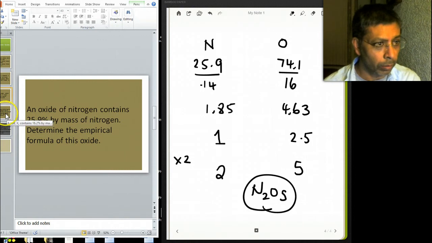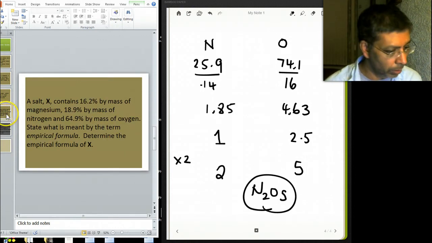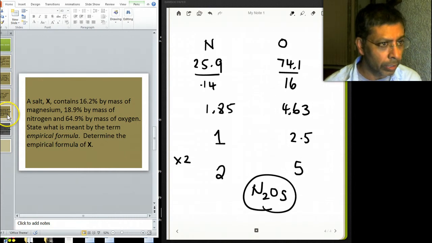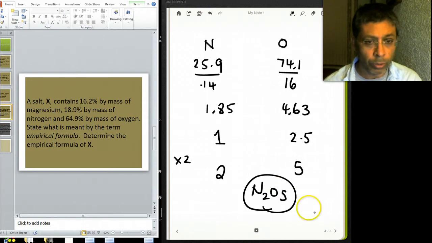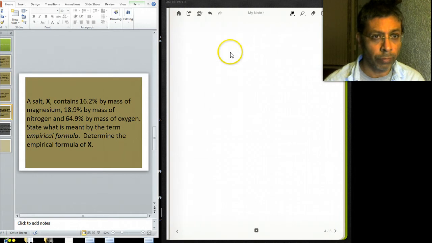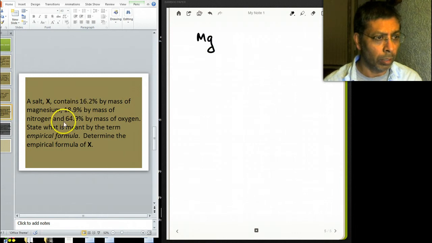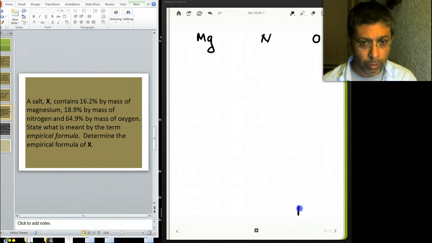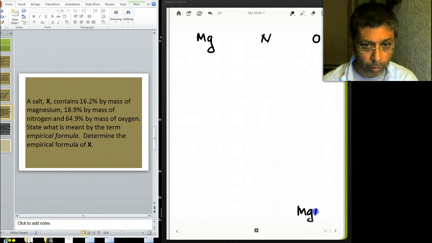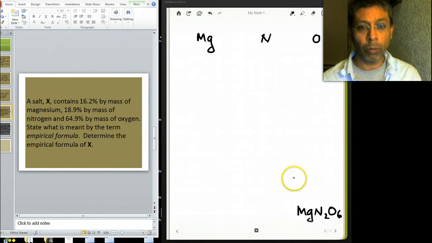All right, and the next one is that one there. Right, this one here, magnesium, nitrogen and oxygen. Okay, this one again I'm going to ask you to do yourselves. You've got magnesium, nitrogen and oxygen, and I'll tell you the answer for this. Empirical formula is MgN2O6. So have a go, and that's the answer.